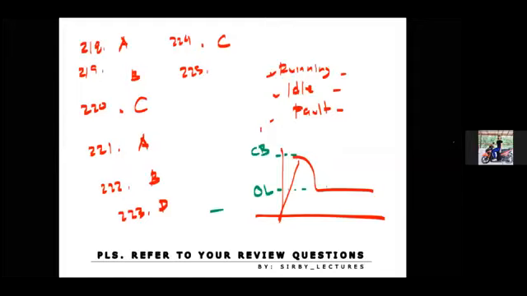For letter A, it says install a variable frequency drive, and I have already mentioned this: with a VFD, or variable frequency drive, you can control the speed by adjusting the frequency. So for letter A, it can work.